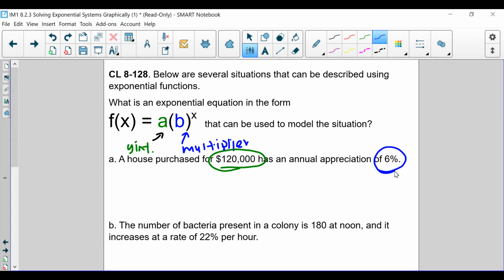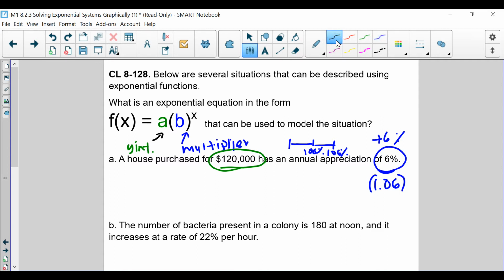Remember, because it goes up by 6%, you're adding 6%. So it's no longer worth just 100%. Now it's worth 106%. Okay? So that's what's happening. You start at 100, and you increase to 106%. So since it's increasing to 106%, how do you write that as a decimal? Well, that's written as 1.06. That is going to be your multiplier.